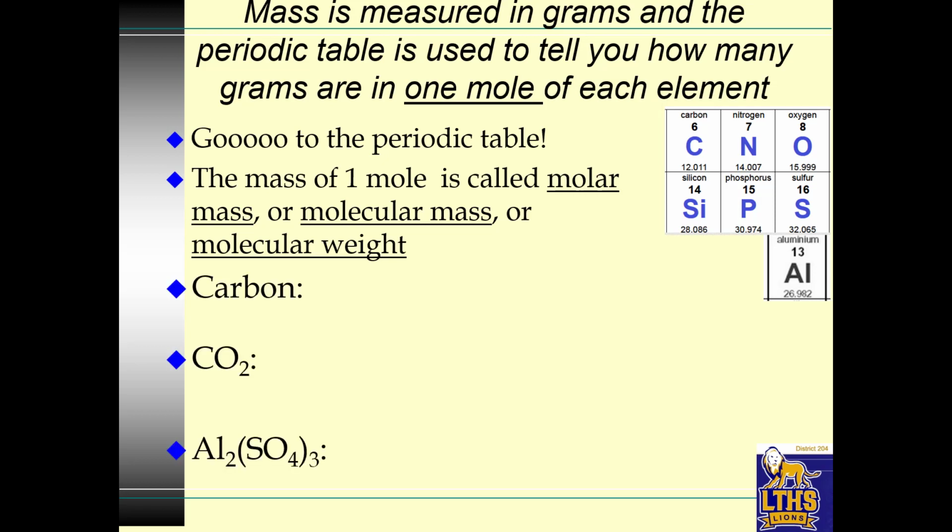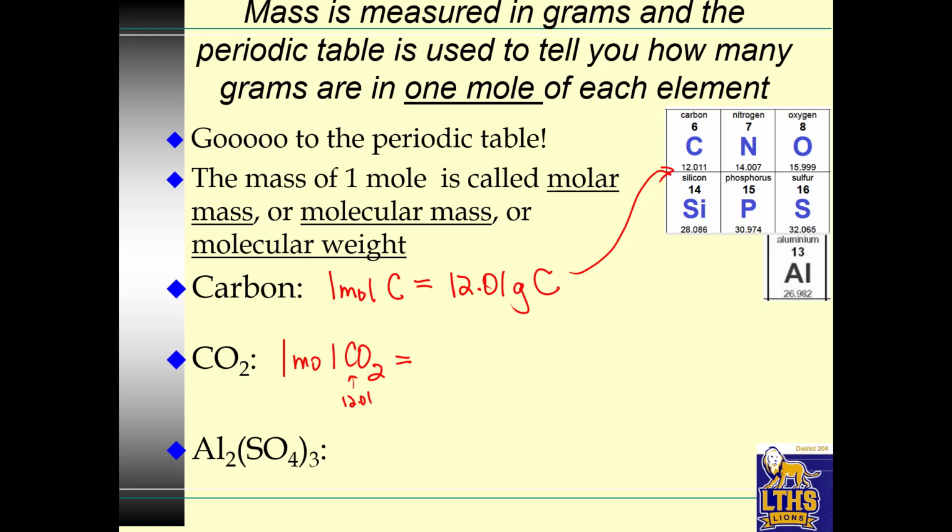Okay, so for carbon, if you have 1 mole of carbon, look, I use the abbreviation for mole, and the abbreviation for carbon, it is 12.01 grams of carbon. Notice 1 mole of carbon weighs 12.01 grams. Where did I get that? Yeah, from the periodic table. 1 mole of CO2: in a mole of CO2, you have 12.01 grams of carbon. You have 16 grams of oxygen times 2 oxygens in there. So you add that all together and you get 44.01 grams of carbon dioxide. So this is only if it's carbon dioxide. And how do I get that? Well, here's carbon's and oxygen's molar mass.